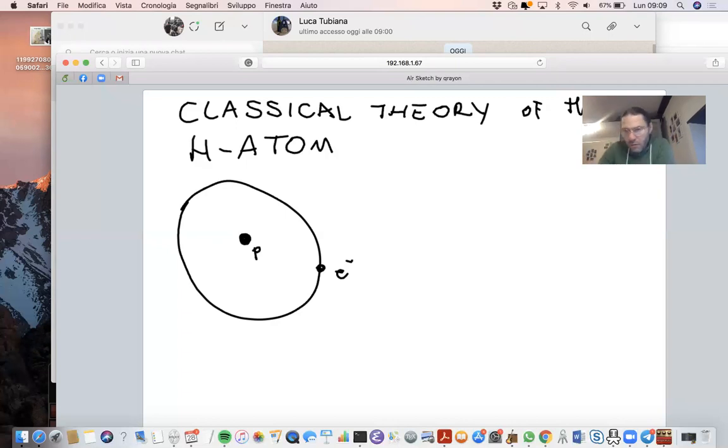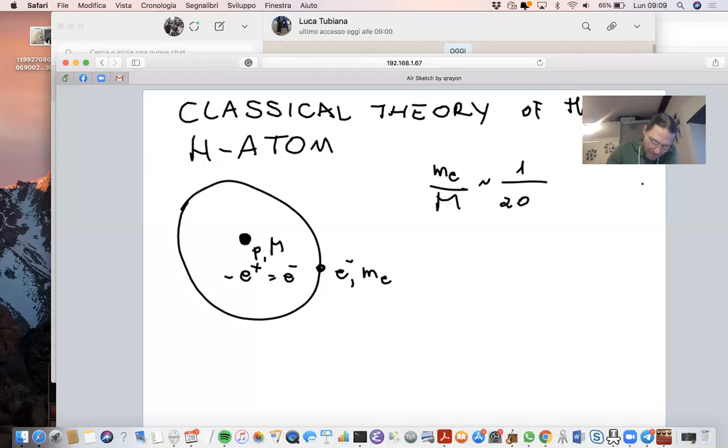So just to give you some detail, the mass of the electron, which I will denote here as small m, divided by the mass of the proton, is roughly speaking 1/2000. Which basically means that the center of mass of the system is very close to the nucleus.